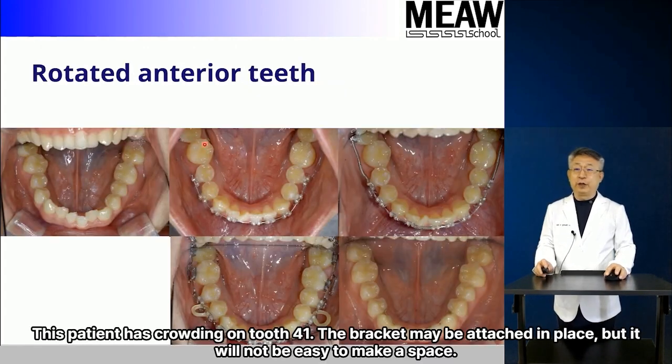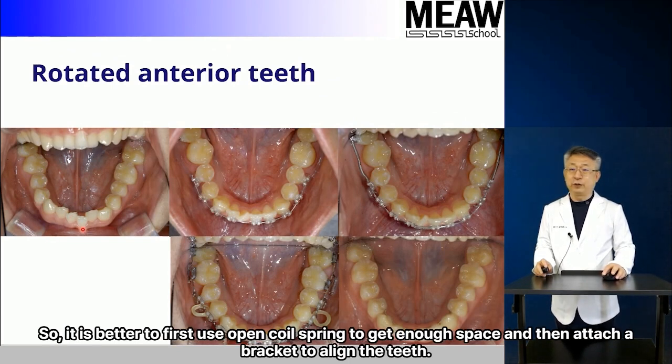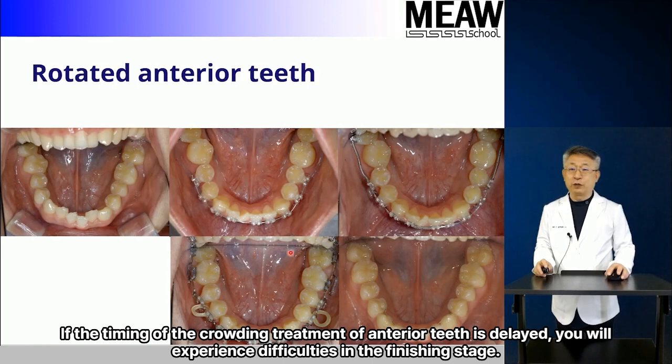This patient has crowding on tooth 41. The bracket may be attached in place, but it will not be easy to make a space. So it is better to first use an open coil spring to get enough space, and then attach a bracket to align the teeth. If the timing of the crowding treatment of anterior teeth is delayed, you will experience difficulties in the finishing stage.